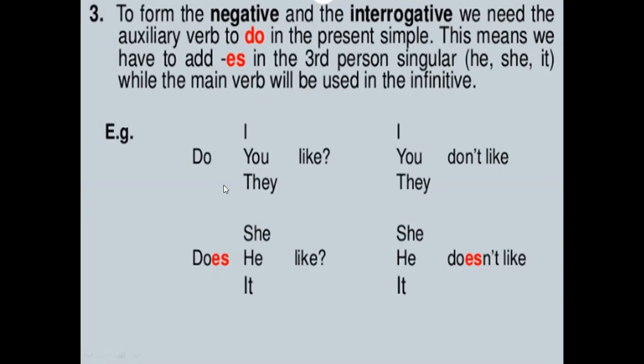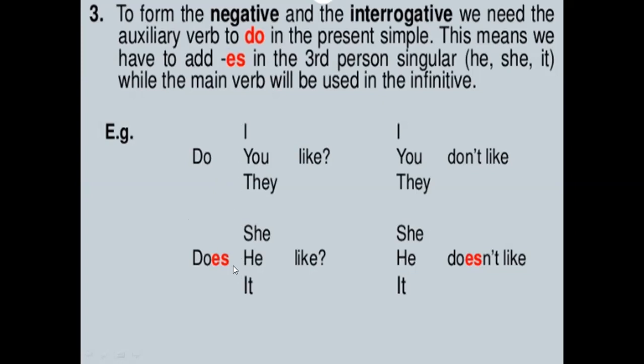Example. In the left portion, this is what we call the interrogative, and the right side, this is what we call the negative sentences. Okay, so how can we form that? Now, first interrogative, the yes or no question. First we have to put the auxiliary verbs do and does.